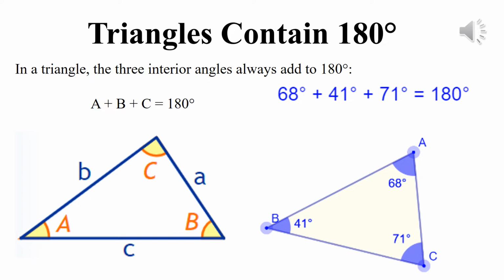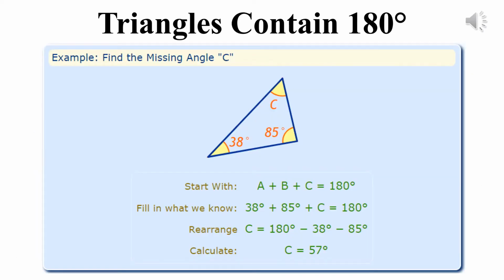Triangles contain 180 degrees. In a triangle, the three interior angles always add to 180 degrees. A + B + C = 180 degrees. Example, find the missing angle C. Start with A + B + C = 180 degrees. Fill in what we know.